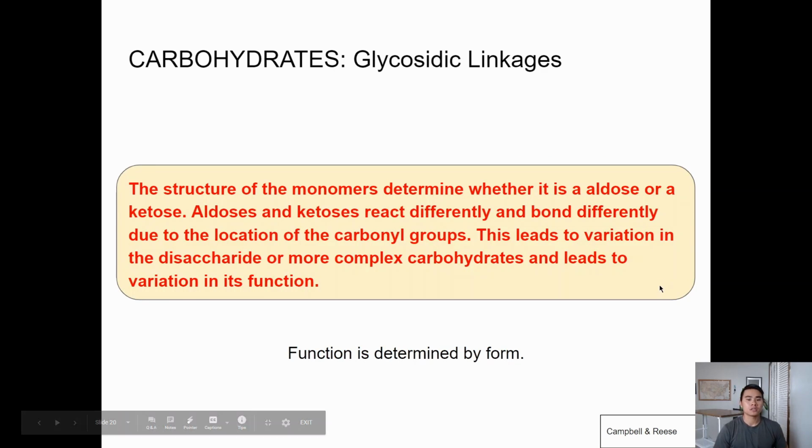Okay, so the structure of monomers determines whether it's an aldose or a ketose. So think about the different types of sugars, the aldehyde sugar or the ketone sugar. One of them has the carbonyl group at the end, the aldose, and the carbonyl group located within the carbon chain is a ketose. So aldoses and ketoses react differently and bond differently due to the location of the carbonyl groups. This leads to variation in the disaccharides or more complex carbs, which leads to variation in their function. So function is determined by the form of the monomer.